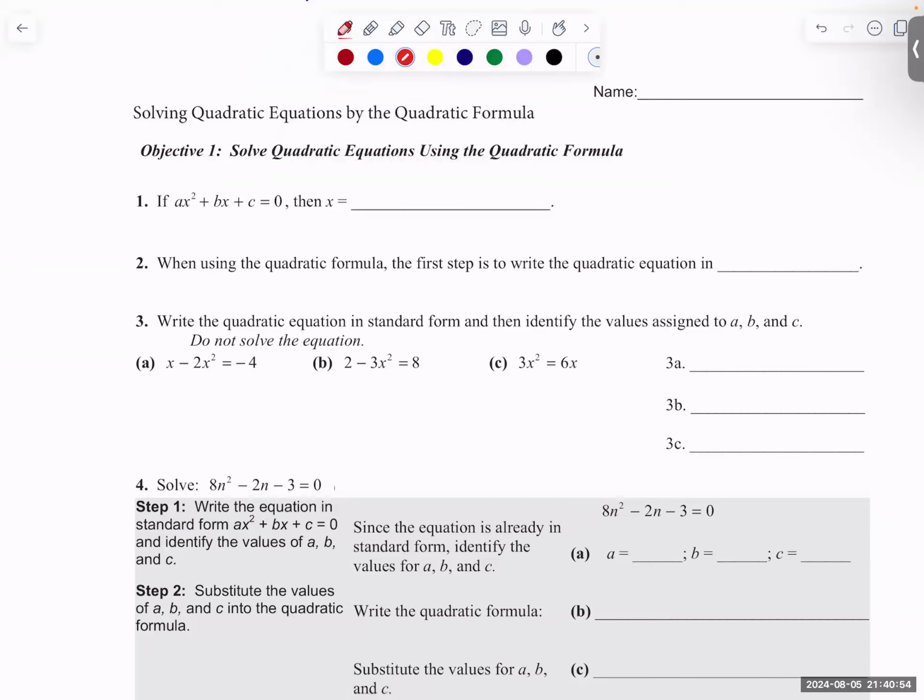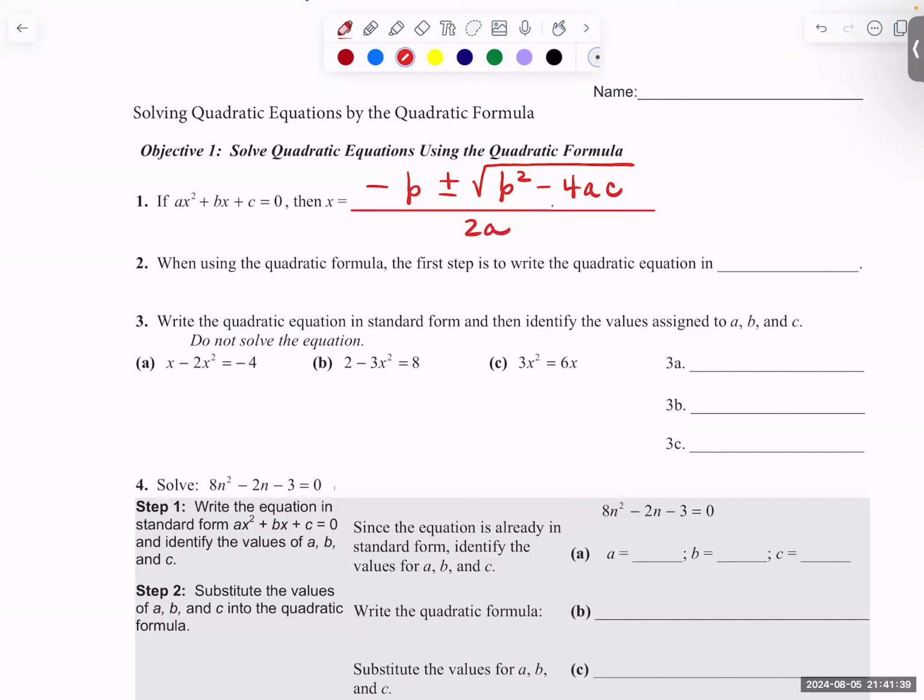Solving quadratic equations using the quadratic formula. Number one, if a quadratic equation is in standard form, where you have the quadratic term, linear term, and then the constant term, in decreasing degree order, the exponents are decreasing, set equal to 0, then there may be two unique solutions given by the quadratic formula, which is x equals negative b, or opposite of b, plus or minus the principal square root of b squared minus 4 times a times c, all divided by 2 times a.